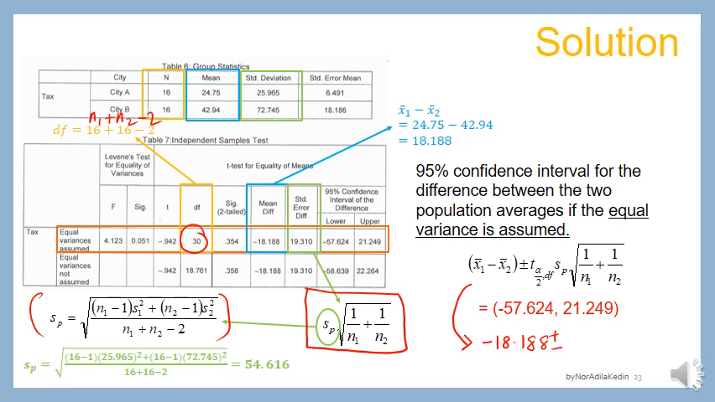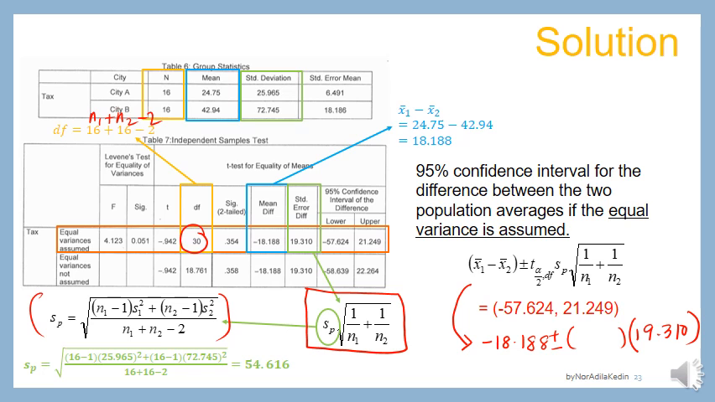Plus minus. Okay, yang ini kena tengok table. T alpha over 2, degree of freedom 30. Okay, ni kena tengok table, saya tak ingat nilai dia berapa. Darab terus dengan standard error 19.310.